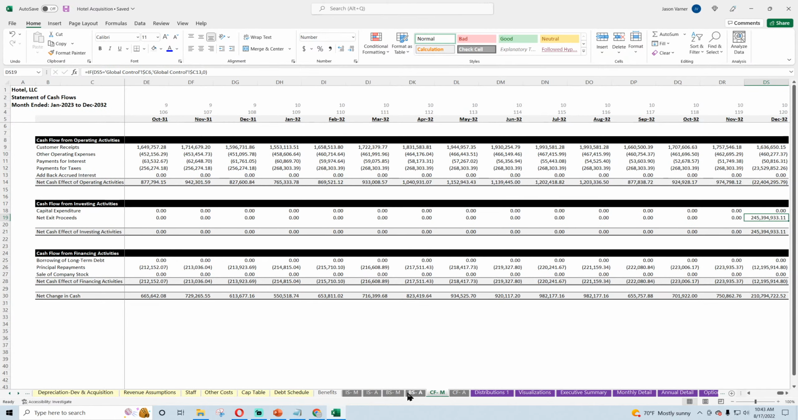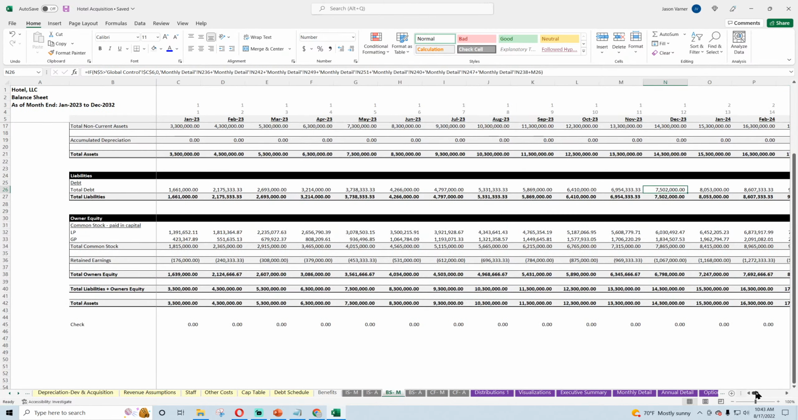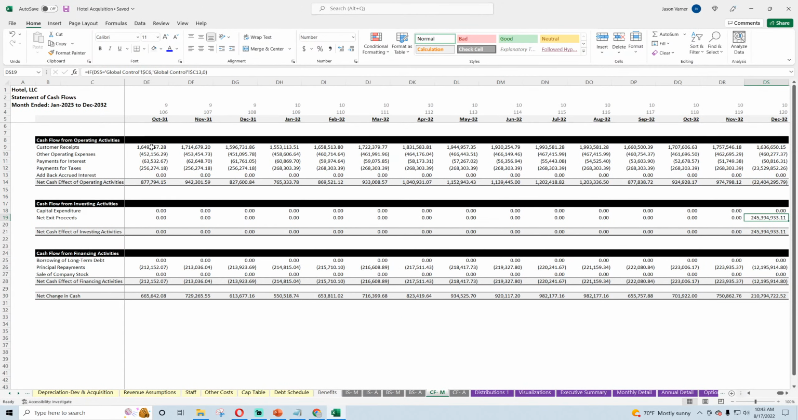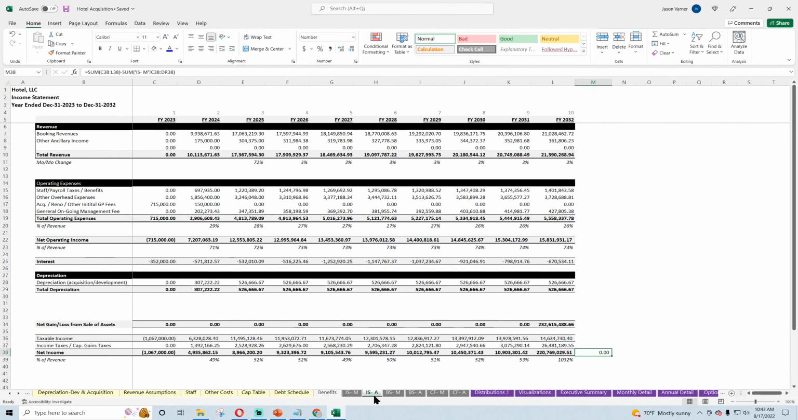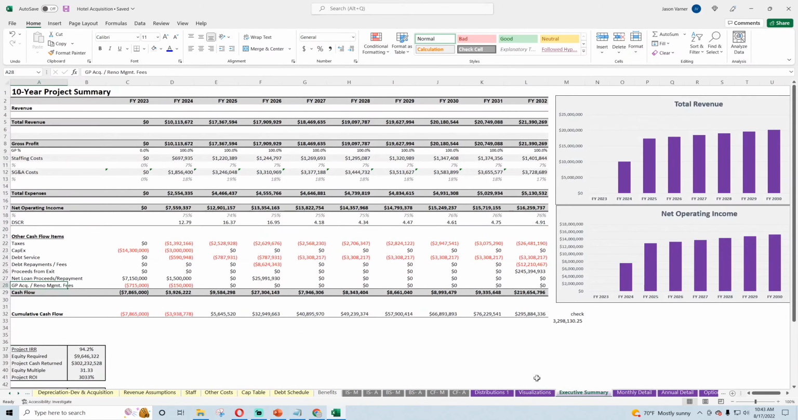Let's see. This is cash flow. Are we out on the balance sheet? No. And so the cash flow is picking up those fees here in other OPEX. And what about, yeah, they're both in other OPEX costs. Okay. So that's fine. In monthly detail, they're here. Oh, executive summary, we're out. So let's put this here.